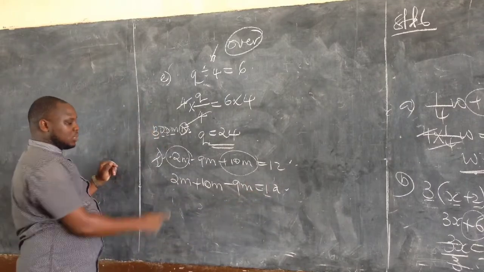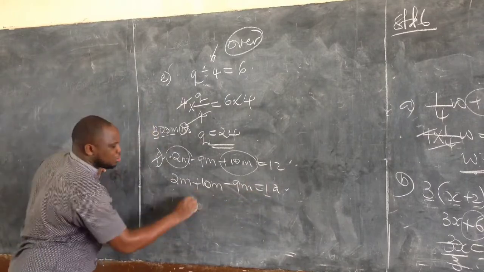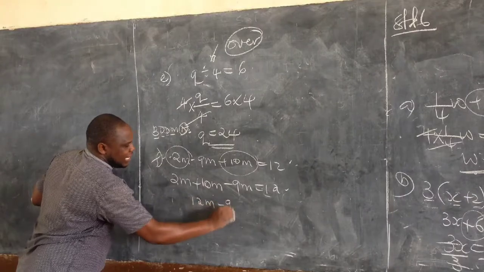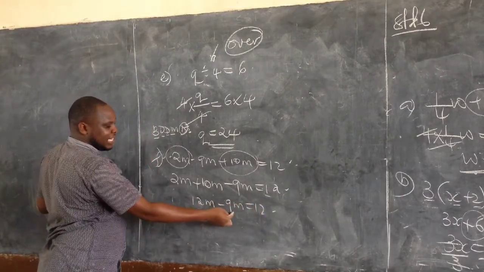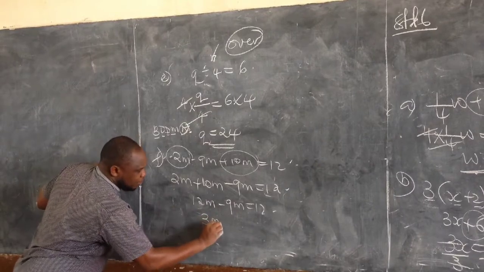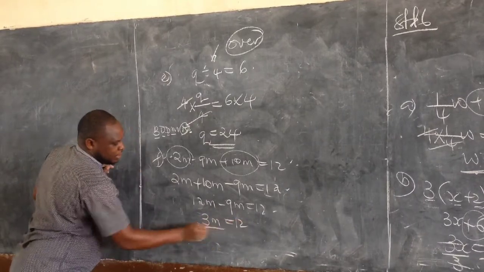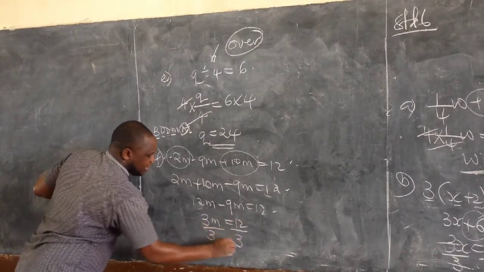So what will happen is that 2m plus 10m is going to be 12m minus 9m is equal to 12. That is going to give you 12 minus 9 is going to be 3m is equal to 12. Divide by 3, divide by 3.